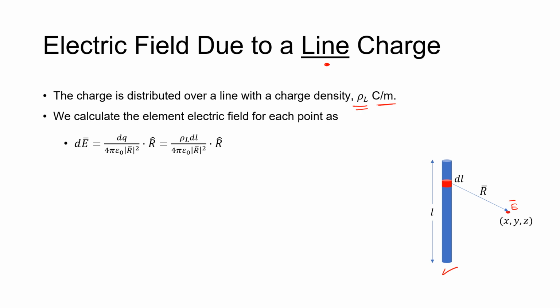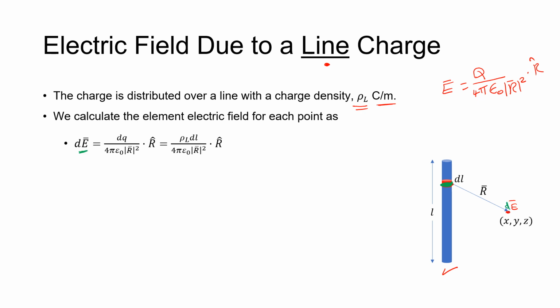We already know from the previous video that E equals Q over 4 pi epsilon naught R square in the direction of R. But now we don't have Q. We have a portion of Q which is called rho L. So in this case, for this specific element here, we are not calculating E, we are calculating dE.